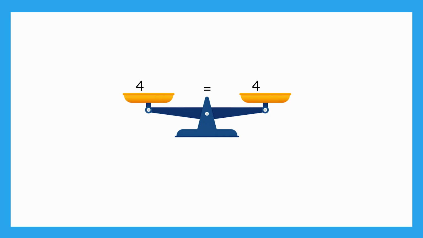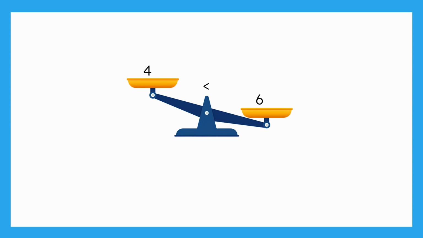Recall that I have to apply operations to both sides to keep the equation true or balanced. When I add 2 to both sides of the equation 4 equals 4, I end up with 6 equals 6, which is still true. Try that out with 4 is less than 6. Add 2 to both sides to see if the inequality remains true. When I add 2 to both sides, I get 6 is less than 8, which is still true.